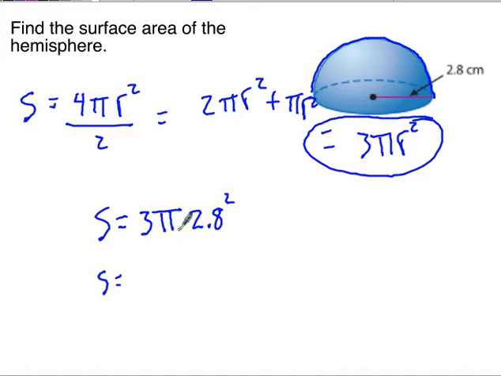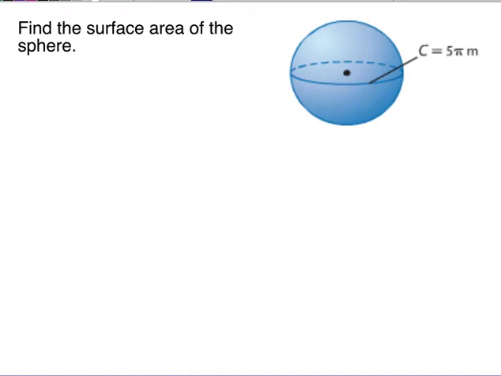Someone with a calculator, help me out. Oh, that's 73.9. 73.9 centimeters squared. Does that make sense? I hope so.